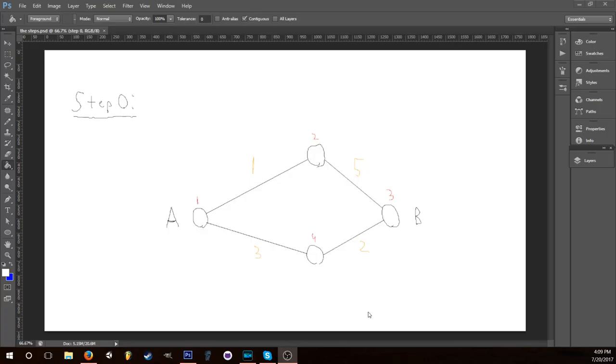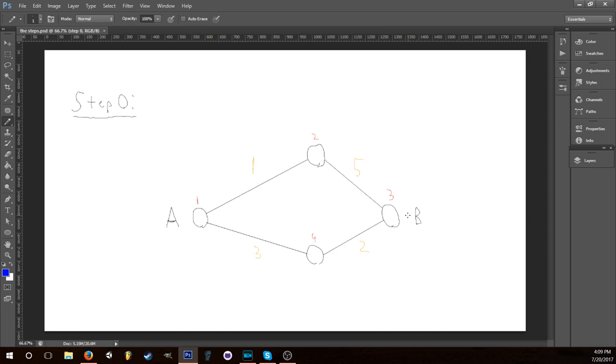Alright, so what I went over before was why Dijkstra's algorithm exists. Now what I'm going to go over is what the steps are to actually complete it. How Dijkstra's algorithm works is there are four major steps, and one of them is basically a setup.